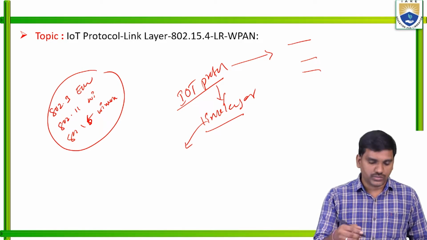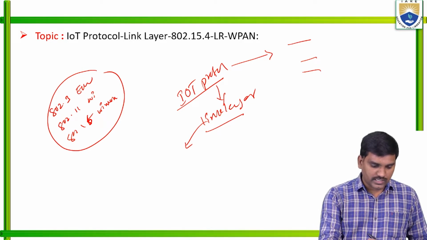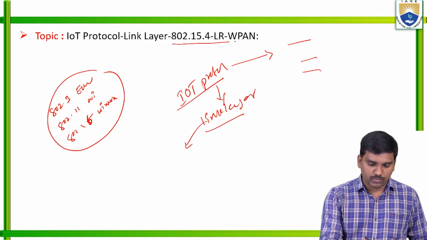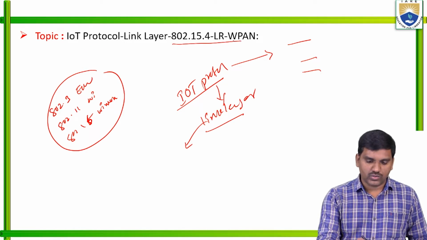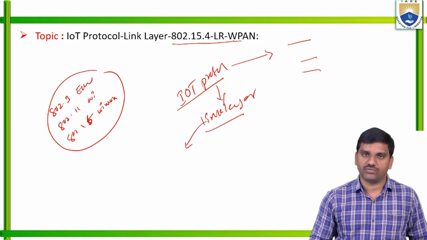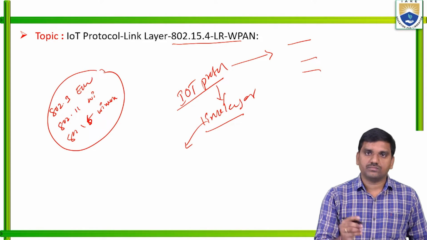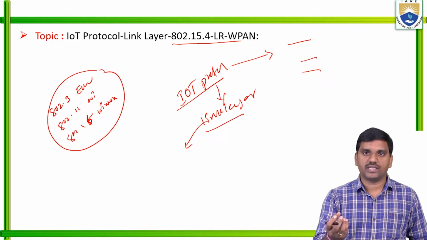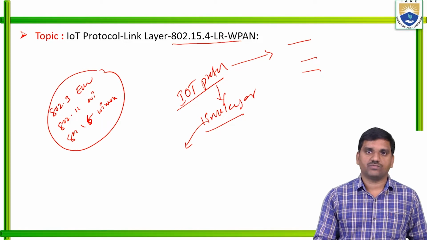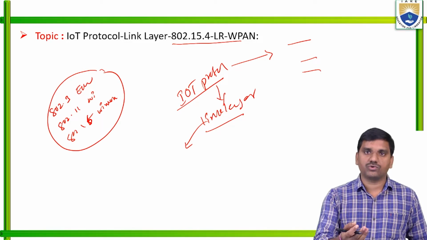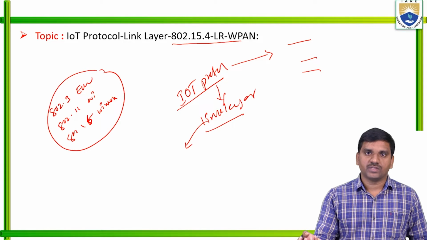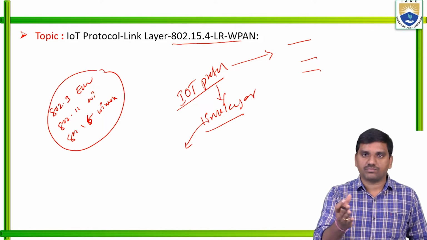Now we are moving to another layer, that is 802.15.4 low rate wireless personal area network. Every layer has some specifications to develop the networks, some advantages, some disadvantages, and some applications. Based on the applications we develop some smart world using different protocols and different IoT devices. These are the things we discussed up to the last session.